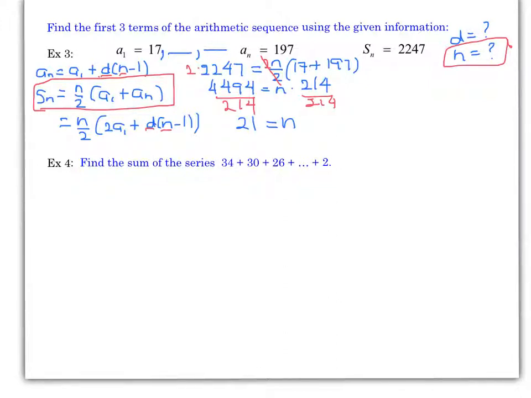You have choices, whichever equation you want to go to. I think this first one might be a little more simple, so I'm going to go to that one. Alright, so I'm going to do that one over here. So let's see how this works.